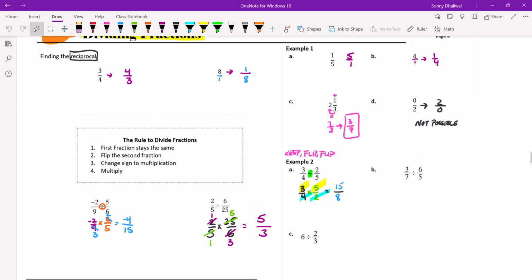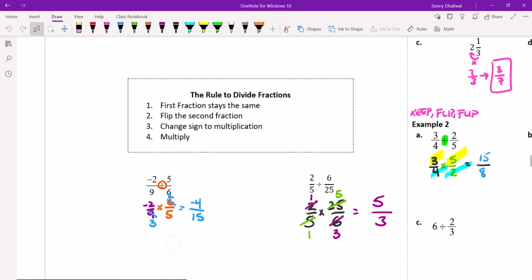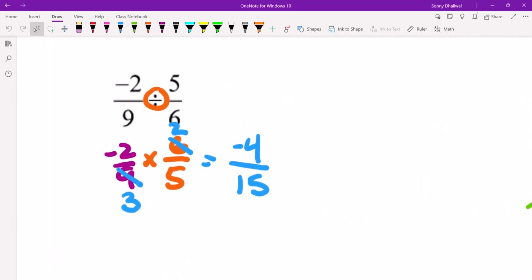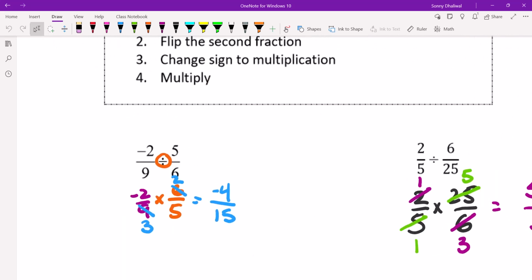So last day, we talked about dividing fractions, and I said we don't actually divide fractions. We turn division questions into multiplication questions. In order to do that, we flip that second fraction. That flipping process has a special word, starts with an R. Do you remember what it's called?